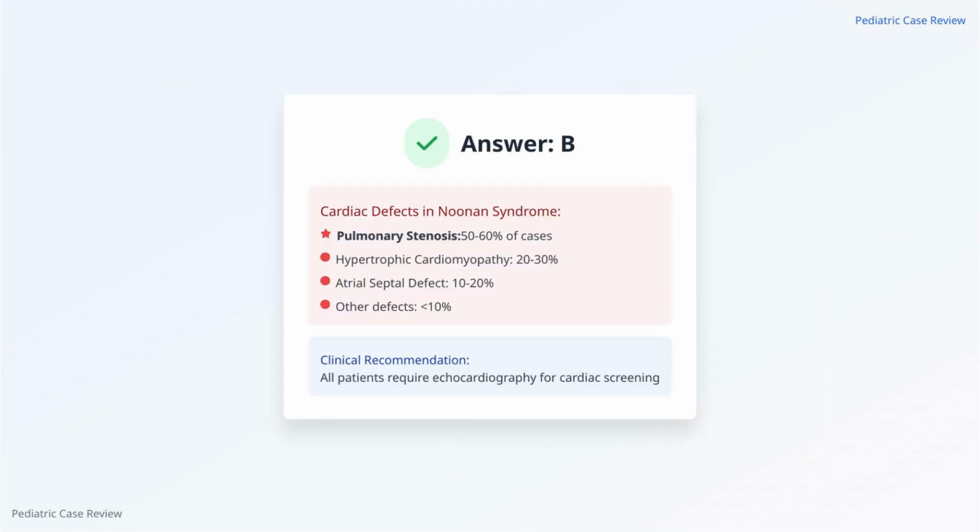Pulmonary stenosis is the most common cardiac defect, occurring in 50 to 60% of patients with Noonan Syndrome. Hypertrophic cardiomyopathy affects 20 to 30%. Other defects like atrial septal defects are less frequent. All patients with suspected or confirmed Noonan Syndrome should undergo echocardiography for cardiac screening.